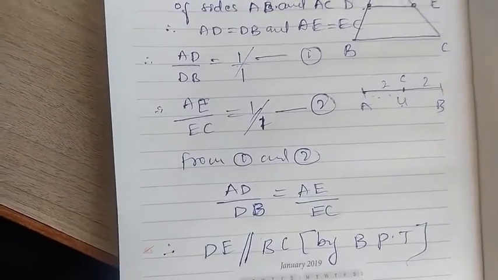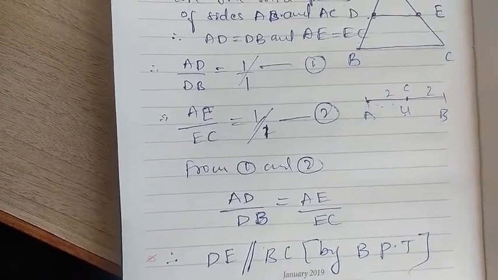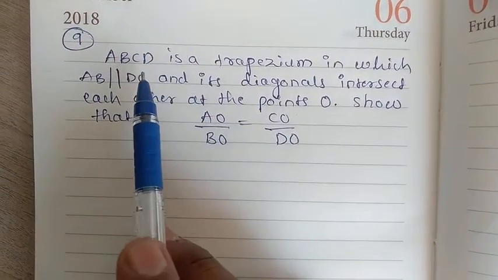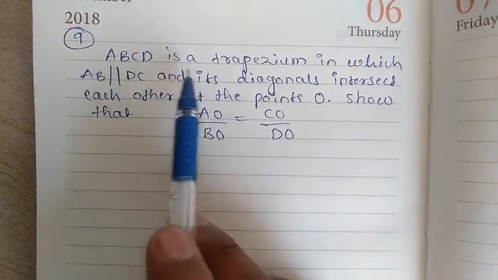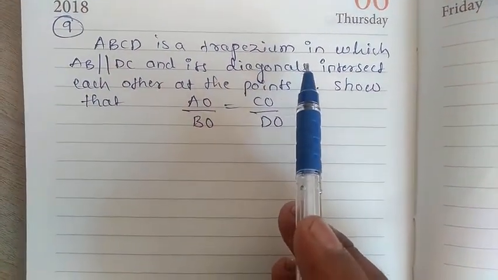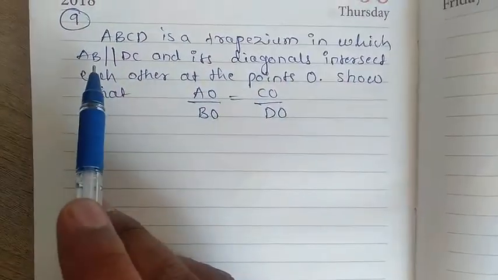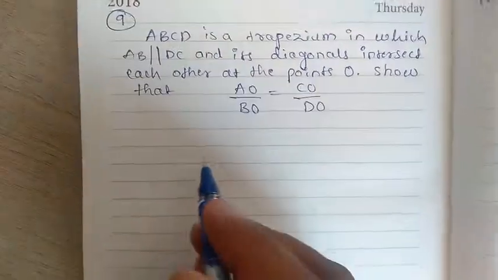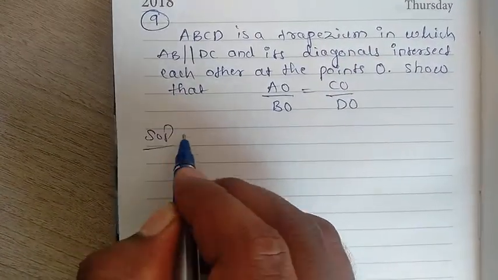Very simple. Now let's move to the next example, that is the ninth one. Yes, see the ninth question. ABCD is a trapezium in which AB is parallel to DC. They have given one trapezium. I have just drawn the question. Solution.